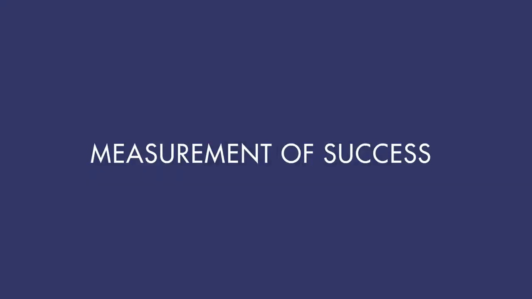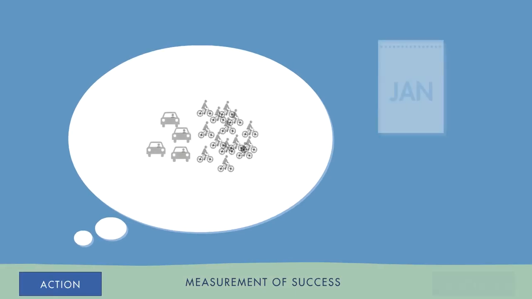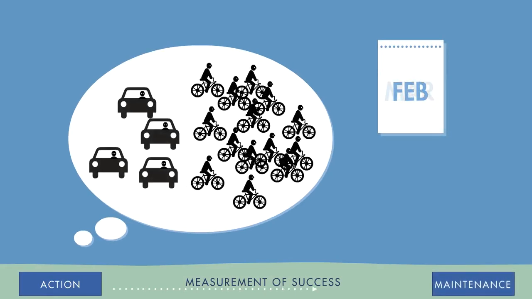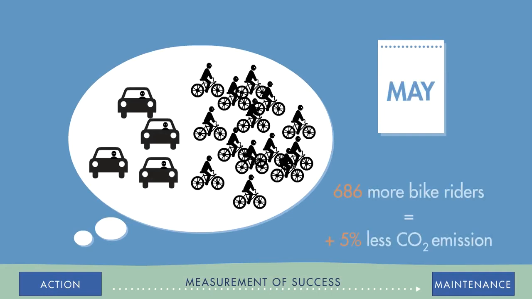Measurement of success. Set clear goals and define success in the reduction of CO2 emissions. Some goals are easily achieved because the amount of fuel saved by cycling to work can be quantified.